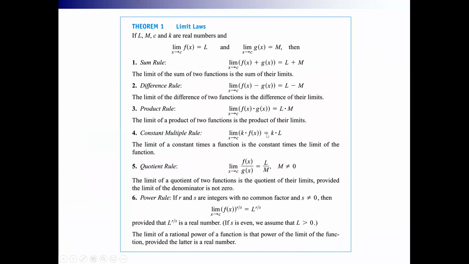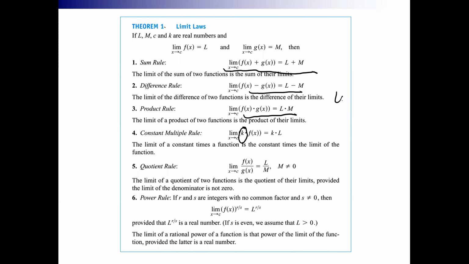The first one is the sum rule. If you want to calculate the limit of the sum of two functions, that equals the limit of f(x) plus the limit of g(x). So that equals L plus M. The difference rule is similar, and the product rule too. For the constant multiple rule, k is a constant. So you can take the constant outside the limit sign.